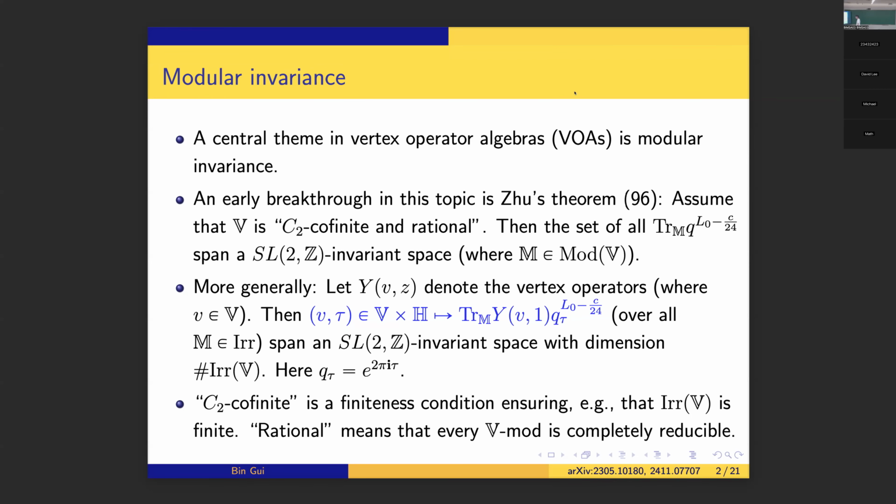Here, pseudo-cofinite is a finiteness condition which ensures, for example, that my VOA has finitely many irreducible objects. And rational means that every V-module is completely reducible, that is, a finite direct sum of irreducible objects.